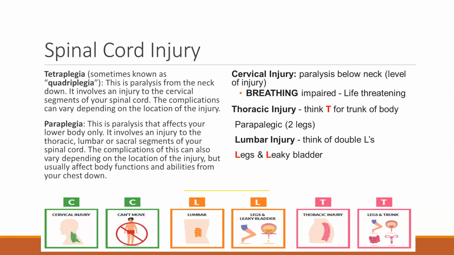We keep hitting on this cervical injury information. Again, paralysis below the level of the injury, so that could lead to that tetraplegia. But again, breathing is our biggest piece here. When you're thinking thoracic injury, I want you to be thinking about the trunk of the body, and it's going to end up causing paraplegia. And then lumbar, I want you to think of legs and a leaky bladder. Those are our L's for lumbar injury.